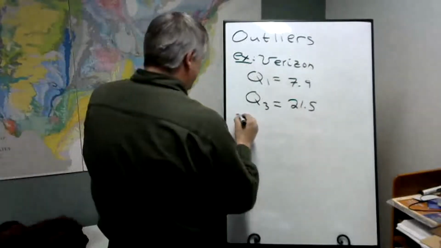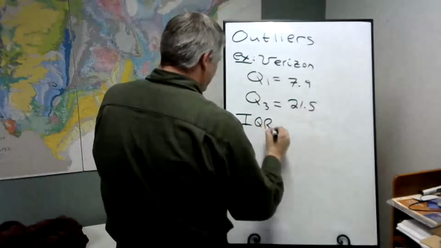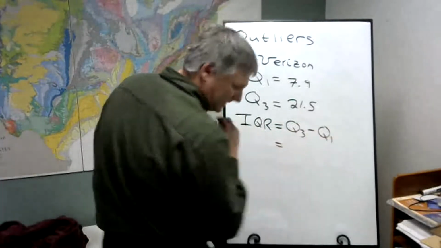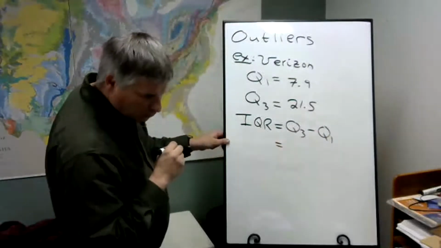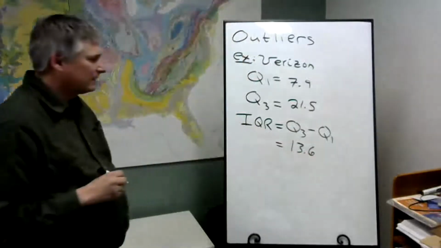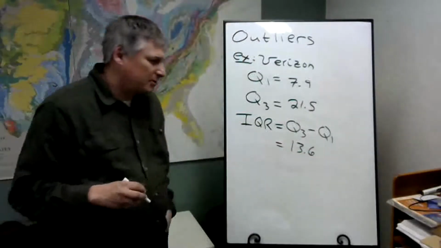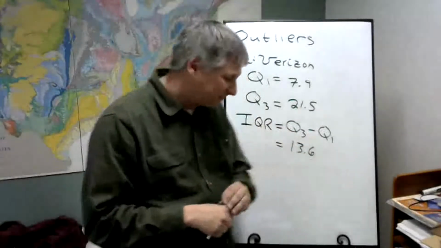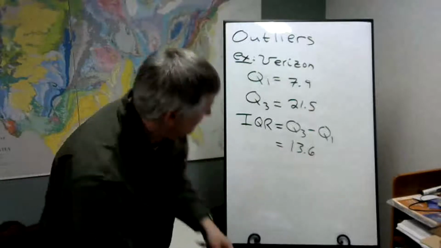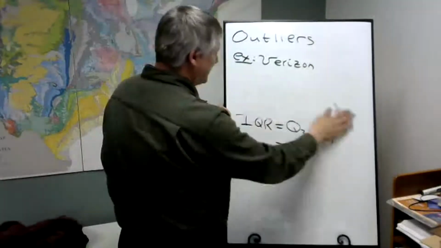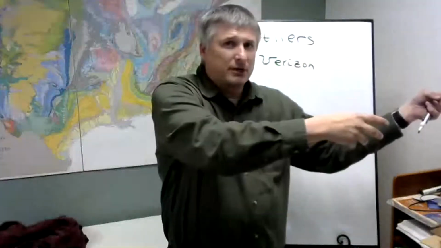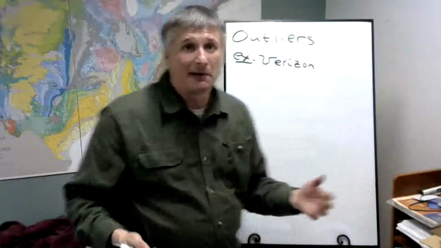So let's get our IQR. Well, that's Q3 minus Q1, and that comes out to 13.6. So now what we want to compute are sort of the boundaries for our outliers. Now to do that, let's find the upper boundary. In other words, any data value beyond this boundary is going to be considered an outlier.